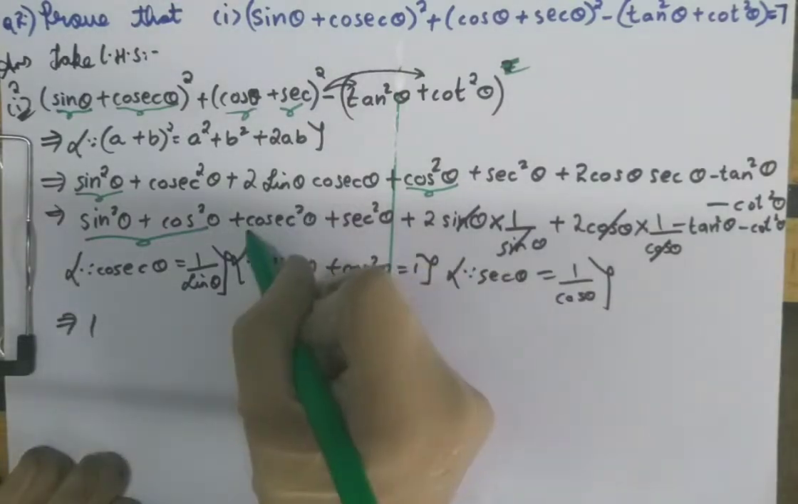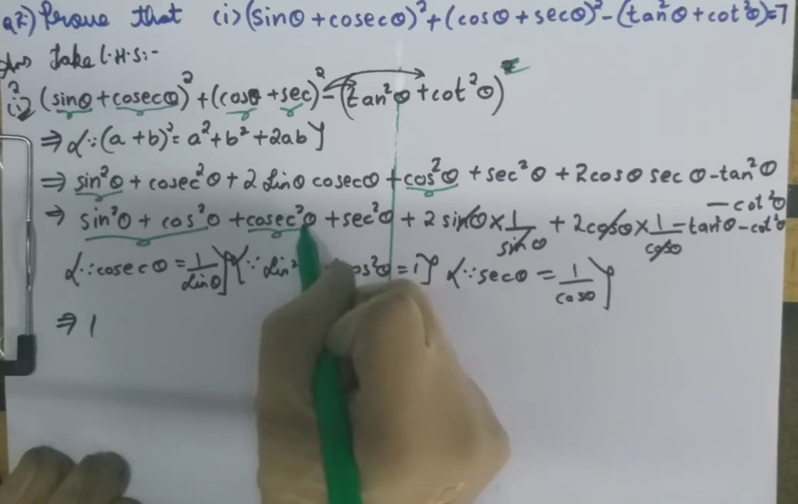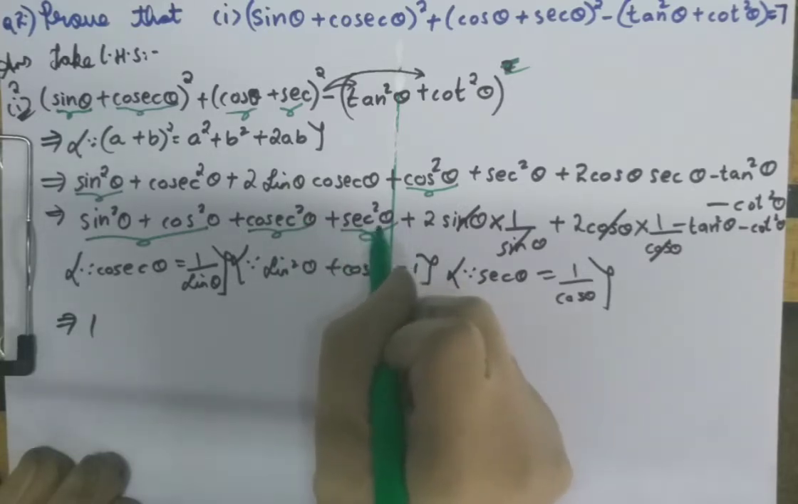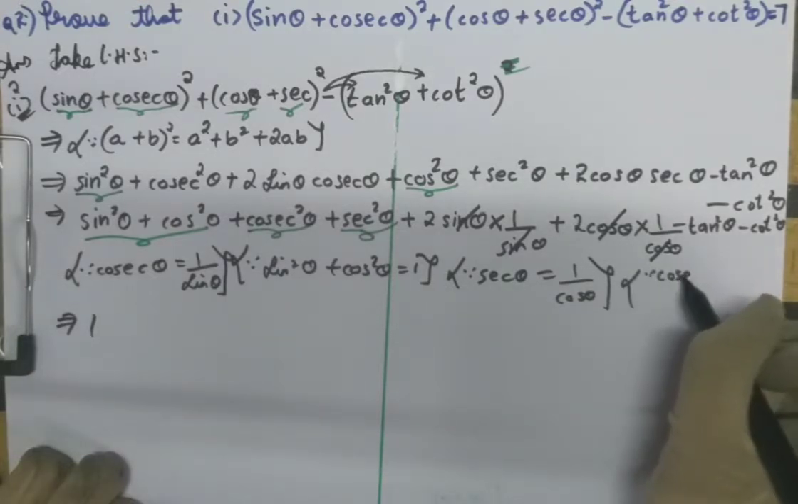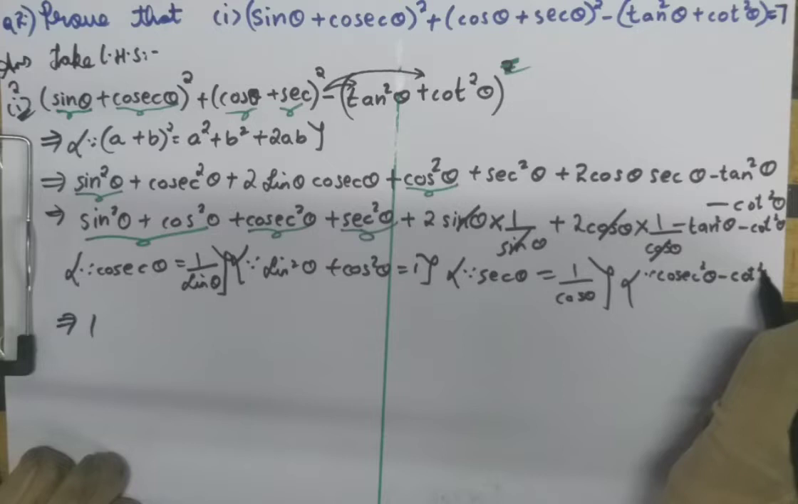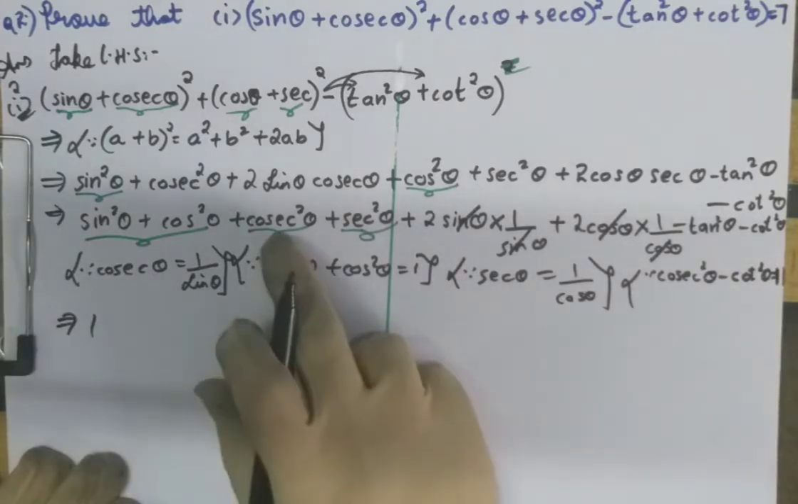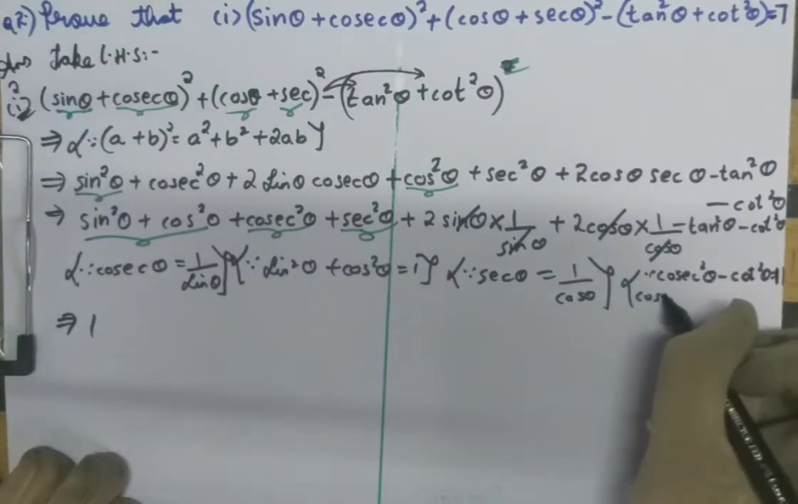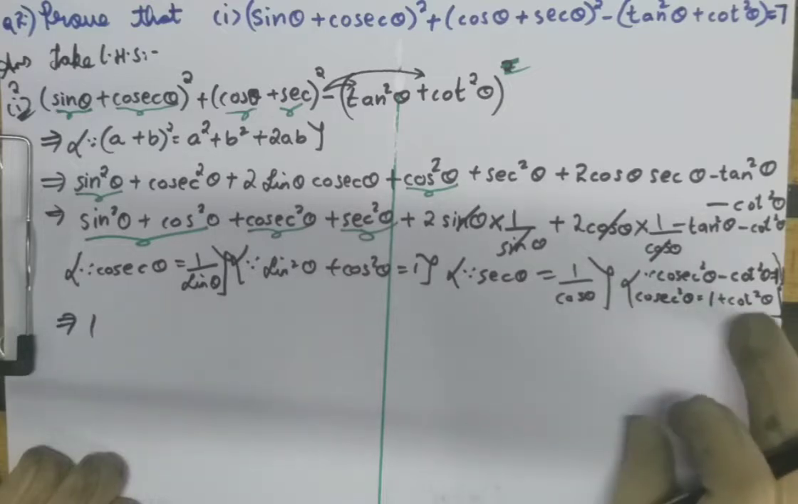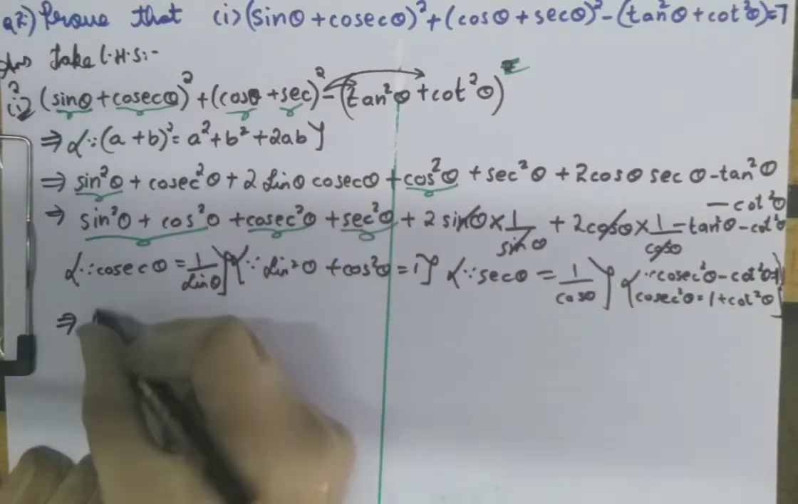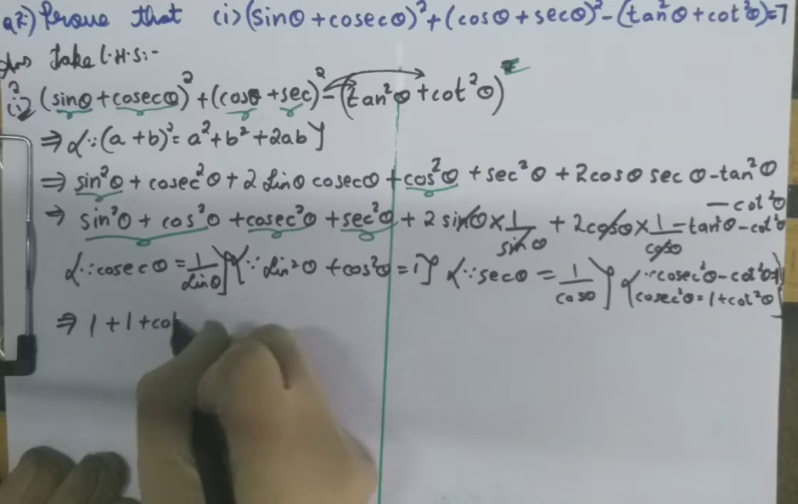Now we know there is an identity which involves cosec^2 theta and an identity which involves sec^2 theta. We know that cosec^2 theta - cot^2 theta is 1, but here we want cosec^2 theta. So we send this minus cot^2 theta to that side, so it becomes plus cot^2 theta. So cosec^2 theta is 1 + cot^2 theta. In place of cosec^2 theta, I am writing 1 + cot^2 theta.